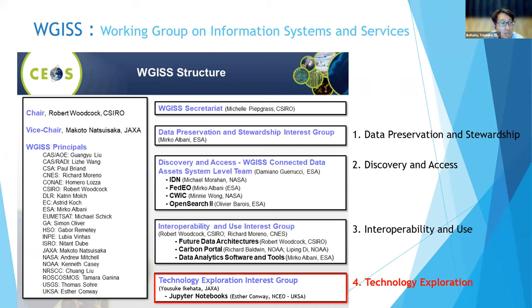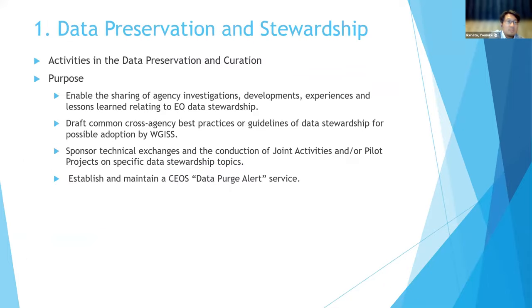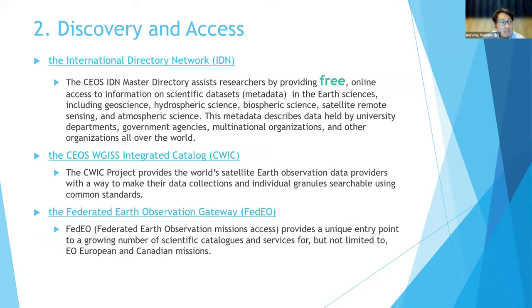We also have four interest groups, and I'll introduce them. First is the Data Preservation and Stewardship Interest Group. This interest group works to enable the sharing of agency investigations, developments, expertise, and lessons learned relating to EO data stewardship. Second is the Discovery and Access Interest Group. This group provides three services. The International Directory Network, IDN, is CEOS's Master Directory. It provides access to information on scientific datasets in the Earth sciences for free. And CWIC and FedEO also provide catalogs, and we can search and obtain metadata from them.